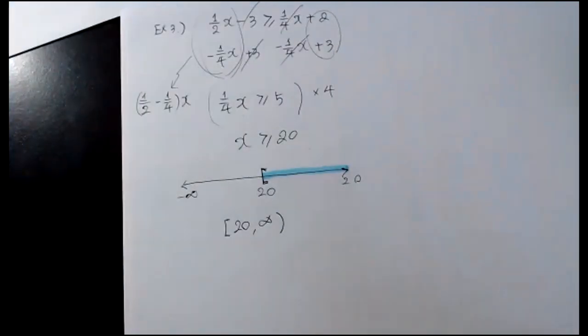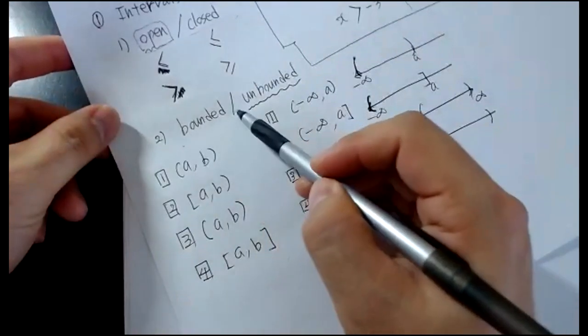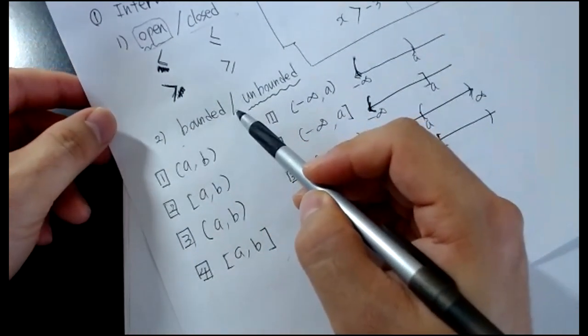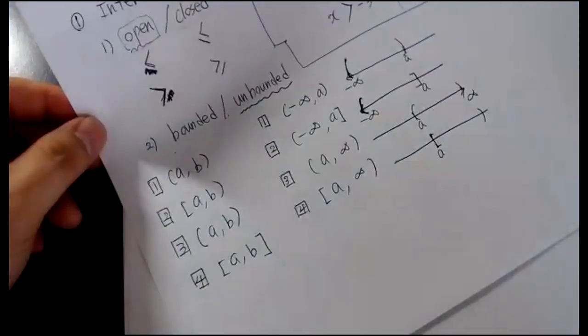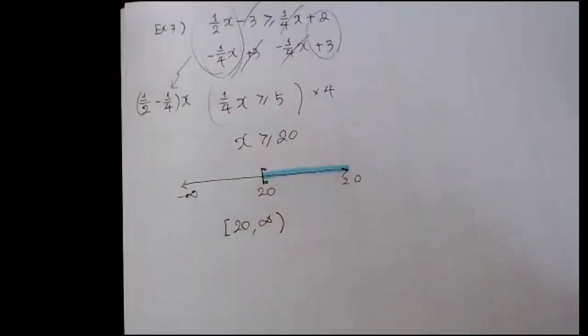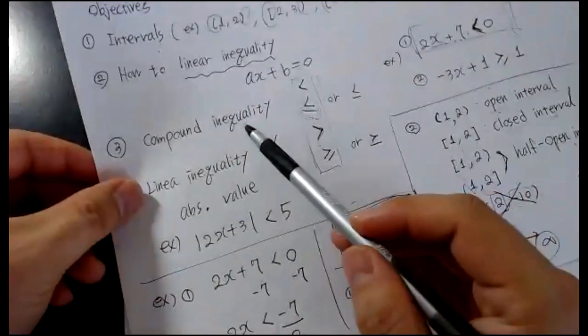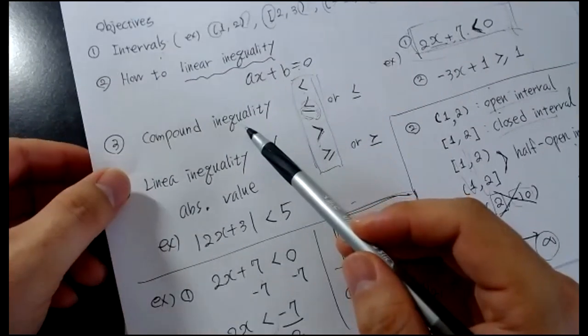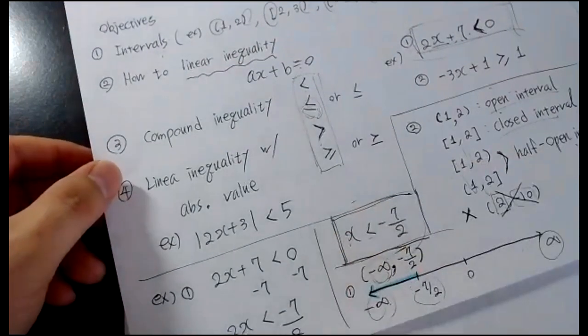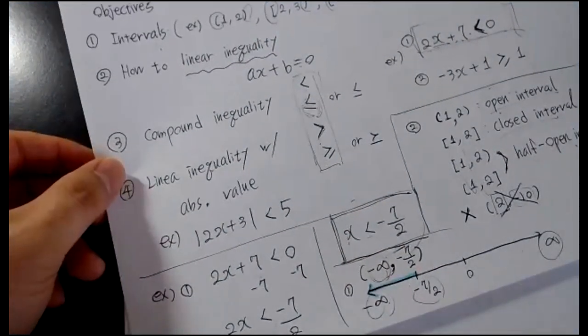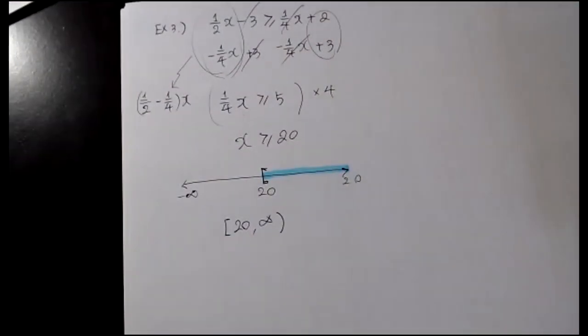Now here's a question: under what circumstance are we going to get a bounded interval as a solution? When you solve a compound inequality, then in most cases you will get a bounded interval as the solution set. So now we'll see a compound inequality.